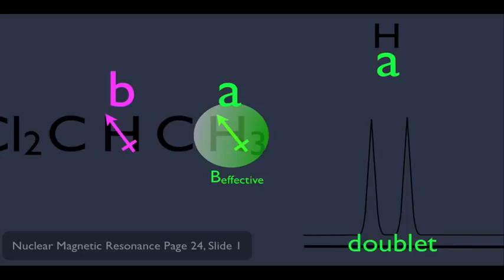Remember, there's only two. The B hydrogen could either orient itself up like this, and that would give rise to, let's say, this peak, or the B hydrogen could be down like this, and that would give rise to this peak right here. Both are equally likely, so both situations have a 1-to-1 ratio, which means the peak for the doublet is also a 1-to-1 ratio.